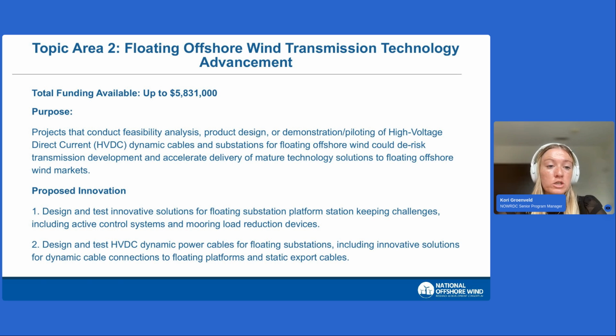Specifically, these projects could design and test innovative solutions for floating substation platform station keeping challenges, including active control systems and mooring load reduction devices. They can also design and test HVDC dynamic power cables for floating substations, including innovative solutions for dynamic cable connections to floating platforms and static export cables.